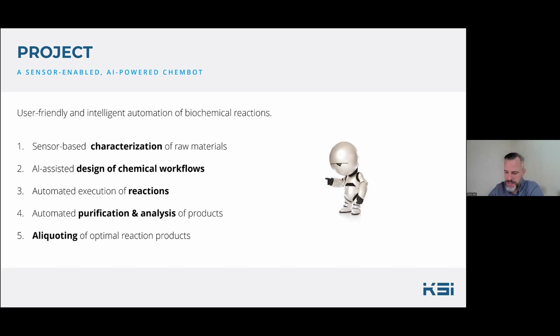So this is not, as we've heard in the previous talk, intended for large-scale bioreactors, just the opposite. We're addressing small-scale reactions that are being run in all kinds of academic labs or also pharma and biotechnological labs worldwide. So this is a bit the project.